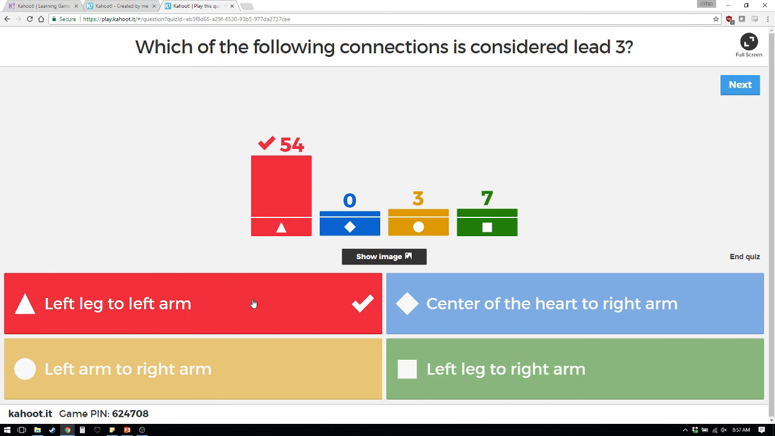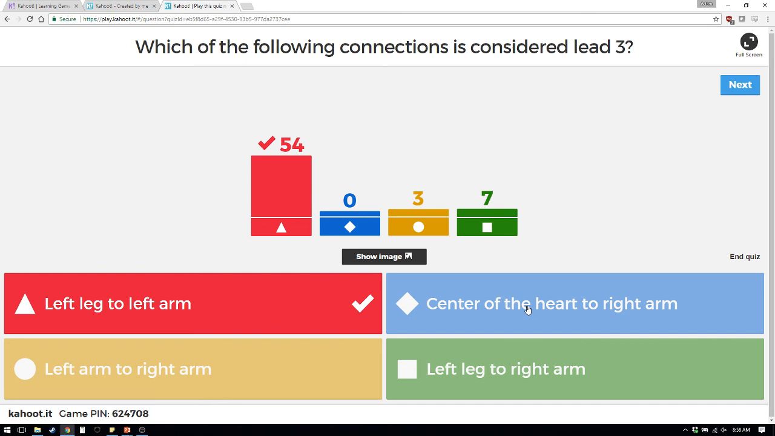What's lead 1? Right arm and left arm. Yeah. What would be lead 2? Right arm, left leg, right? And then what's center of the heart to the right arm? AVR, right? What would be center of the heart to the left leg? AVF, so think like AV foot. And then AVL would be center of the heart to left arm.